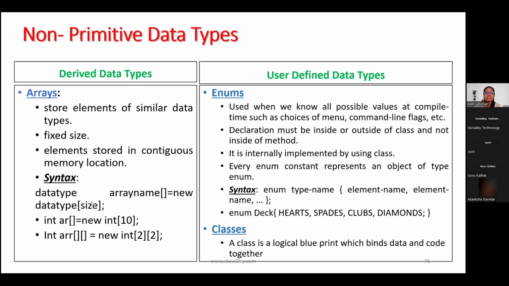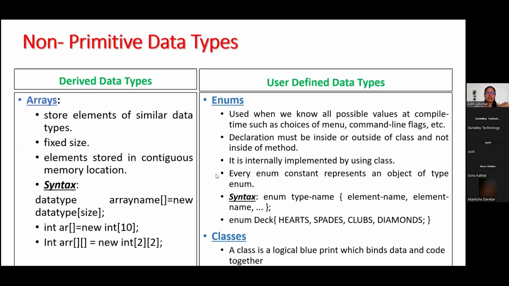The basic syntax: there are two types of arrays. First one is the one-dimensional array, second one is the multi-dimensional array. For the syntax of arrays, you specify the data type, the array name, then the square brackets equal to new, the data type, and inside the square brackets you have to mention the size. For example, here we have an integer type array, new integer of size 10. This is a multi-dimensional array that we will see later. So we will do some basic programs of the array.